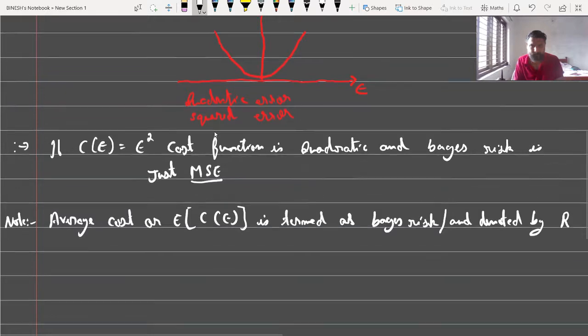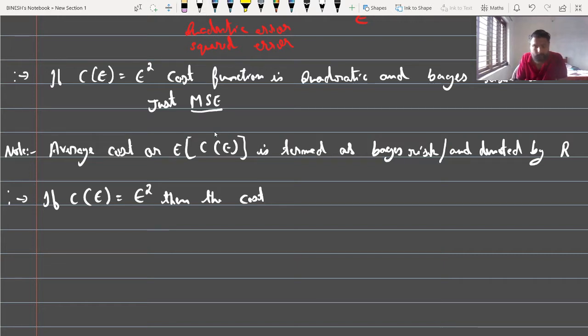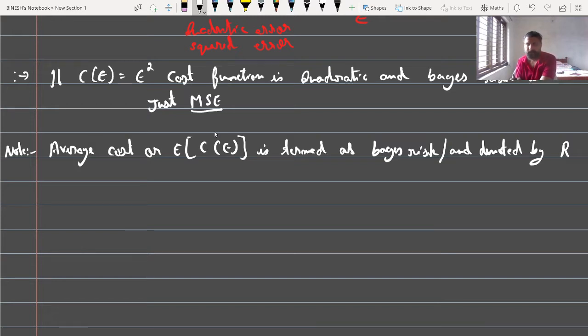The second point: if C of e, cost of error, is e squared, then the cost function is quadratic and Bayes risk is just MSE. I have already written this on the slide. I will draw one more figure.